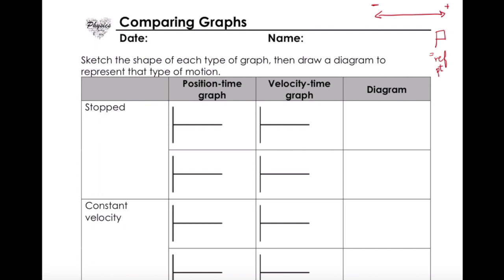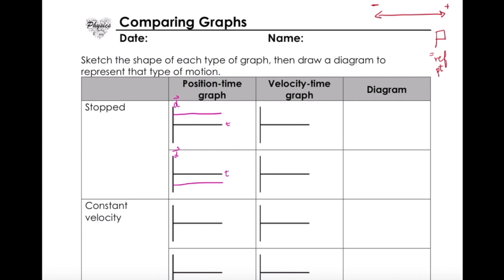And so for the stopped motion, for a position versus time graph, we have our position and time. Remember, if it is stopped, it's going to have a horizontal line or a zero sloped line. If it's in the positive position, it would be above the time axis, or we could have it in the negative position. My lines aren't very straight, but hopefully you can make yours a bit more straight.